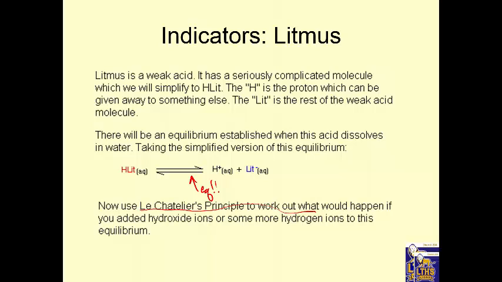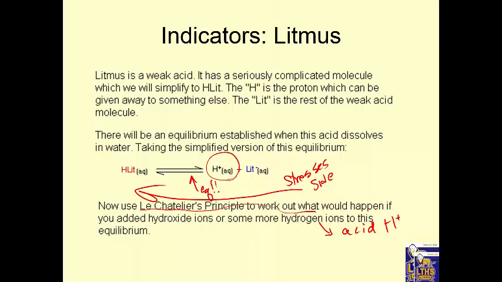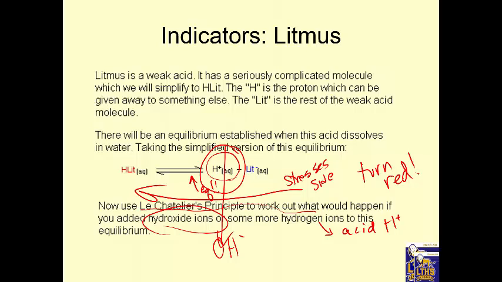All right. What if I add some more hydrogen ions? That's an acid. Right? What if I add acid to this? So I add H+. Well, adding H+ stresses this side, so then it shifts away. So it's going to turn red. Litmus turns red in acid. Now hydroxide ions are different. They're OH minus. What do OH minus do? They react with and pull out the H+. So then it's going to shift left. Shift right to fill up that hole. Turn blue. So bases turn blue and acids turn red in litmus.